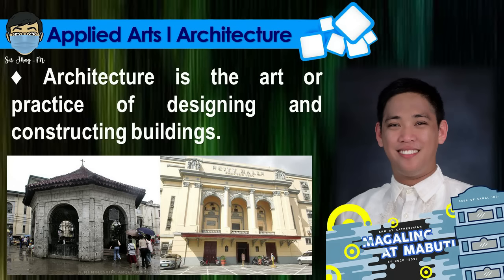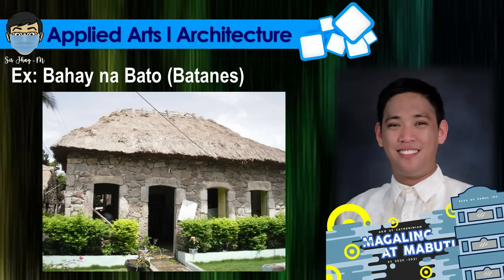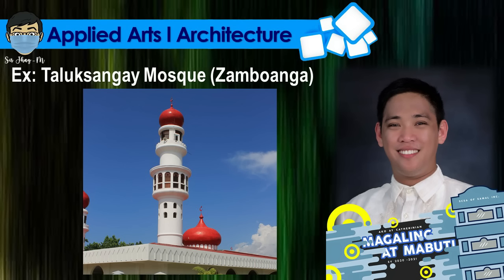At sa kasaysayan ng arkitektura sa Pilipinas, evident kung paano ito nag-evolve mula sa bahay kubo o yung tinatawag nating nipahat ng mga unang tao. Kabilang na rin ang tinatawag na bahay na bato na kadalasan ay matatagpuan sa Batanes. And of course, kasama na rin dito ang decorative na structure ng mga moske sa bahagi ng Mindanao na kung saan ay laganap ang relihiyong Islam.